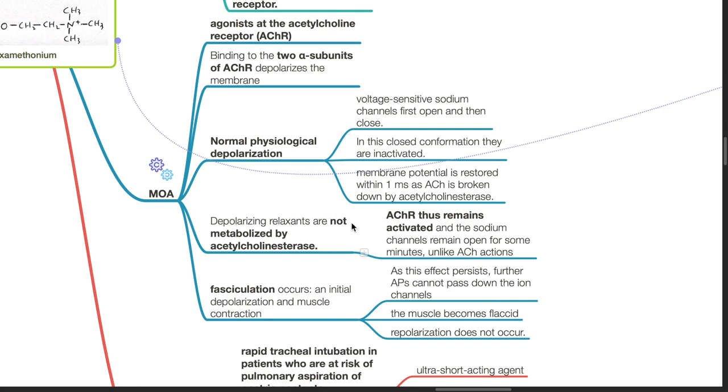Depolarizing relaxants are not metabolized by acetylcholinesterase, and the acetylcholine receptor remains activated. The sodium channels remain open for some minutes, and the membrane is depolarized. Fasciculation occurs, with initial depolarization and muscle contraction. As this effect persists, further action potentials cannot pass down the ion channels, the muscle becomes flaccid, and repolarization does not occur.